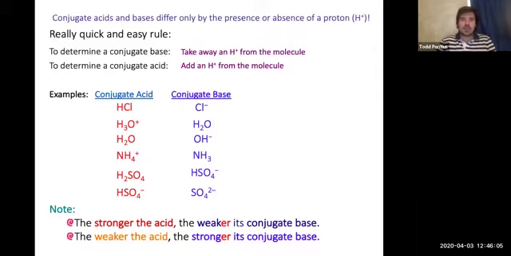And we'll talk a little bit about the relative strength of acids and bases in just a hot second. But generally speaking, the stronger an acid is, the more it wants to get rid of its H plus, the weaker the base is that it creates. And we'll see why that is in just a moment.